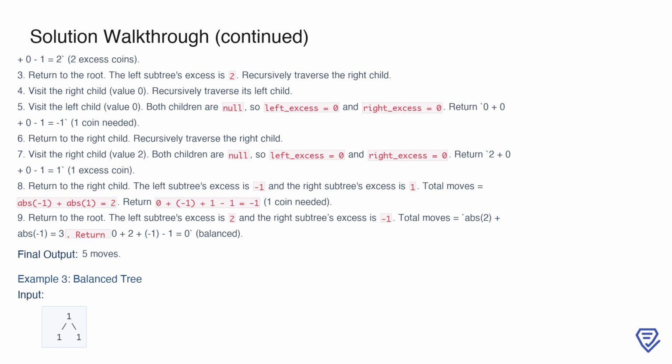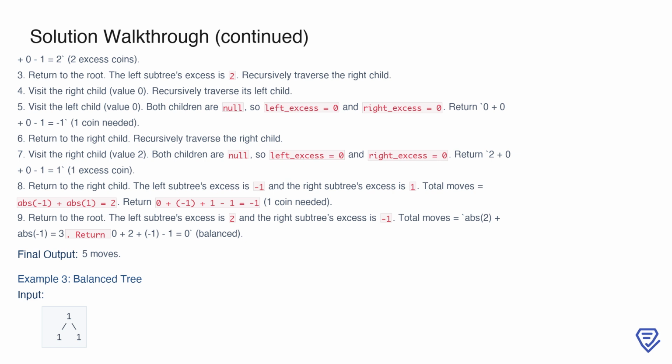Using the formula, we calculate that this node has one excess coin, which it returns to its parent. Now, at the right subtree's root, we combine the excesses from its left and right children. The left child contributes -1, and the right child contributes 1, resulting in a total of 2 moves for this subtree. It then returns an excess of -1, meaning it still needs 1 coin.